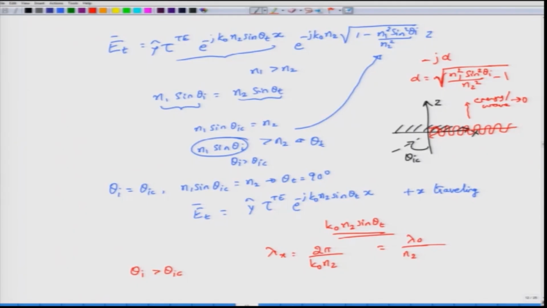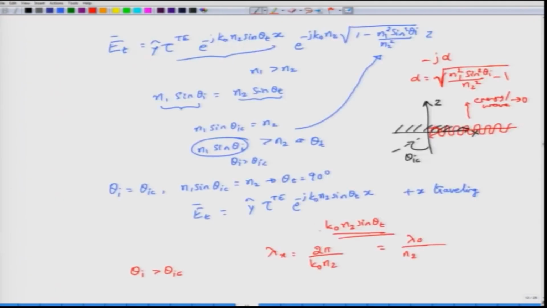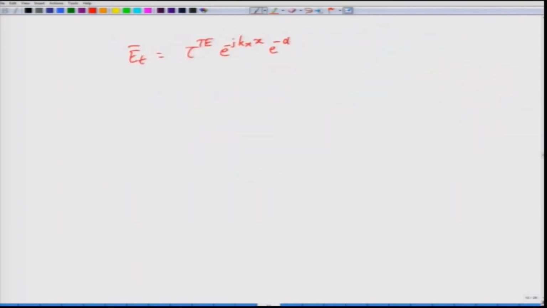So, I can rewrite this quantity once theta i is greater than theta ic into this form, and then alpha will be equal to this expression. So, the electric field would become tau te e power minus j kx x, where kx is the wave vector k0 n2 sin theta t. Of course, sin theta t will be equal to this one, you can calculate it, times e to the power minus alpha z, and it is this alpha which tells you how quickly the wave would decay as you move away from the interface.